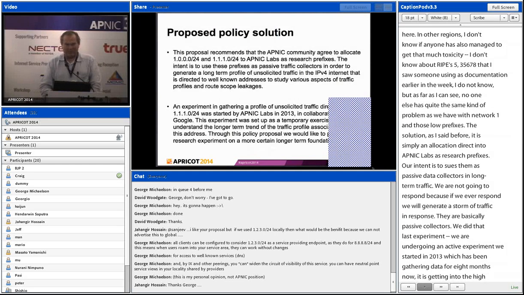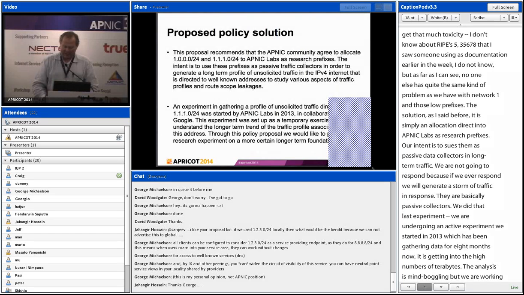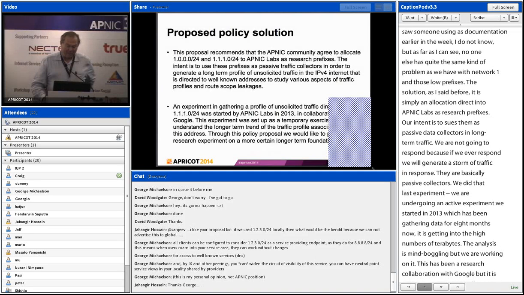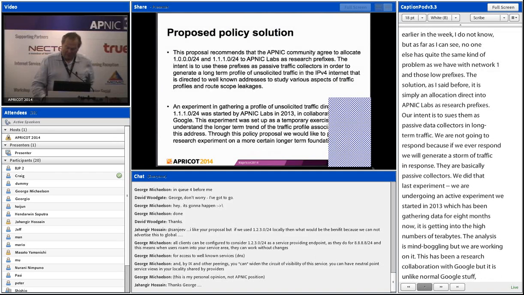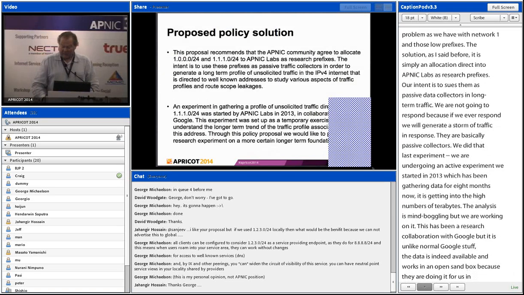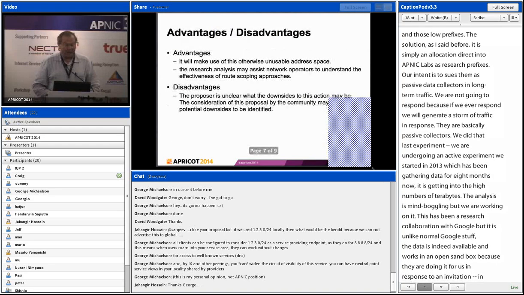This has been a research collaboration with Google, but it's unlike normal Google stuff. The data is indeed available and works in an open sandbox, because they're doing it for us in response to an invitation, in response to an express request for help that George and I made on the NANOG list some time ago. So yes, this is an open collaboration.